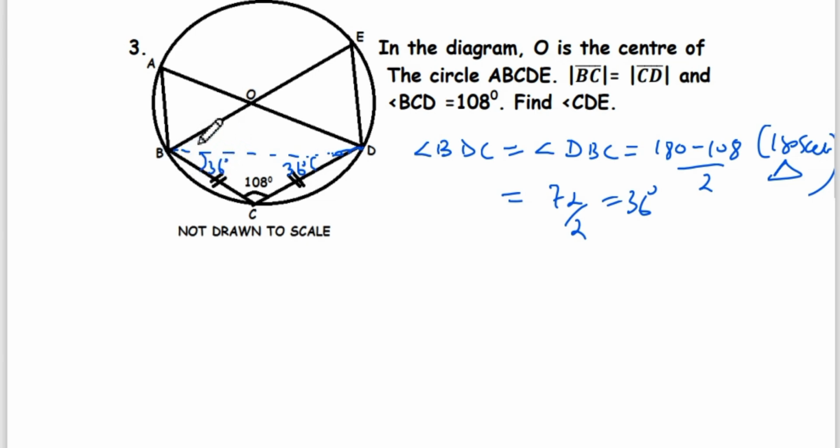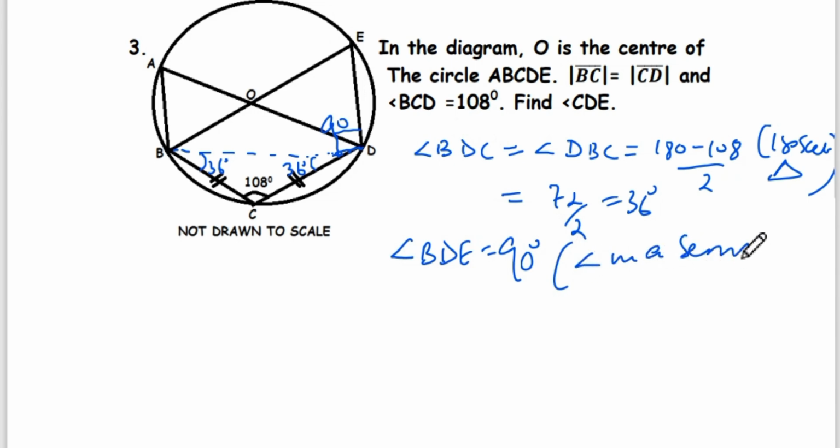Now this is a diameter. Because this is a diameter, that means this is a semicircle. There's a theorem that says that angle in a semicircle is equal to 90 degrees. The angle in the semicircle is the angle facing the diameter. So this angle is 90 degrees. So angle BDE is equal to 90 degrees, angle in a semicircle.